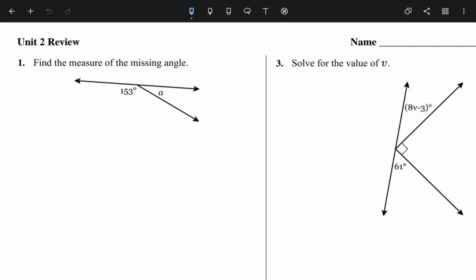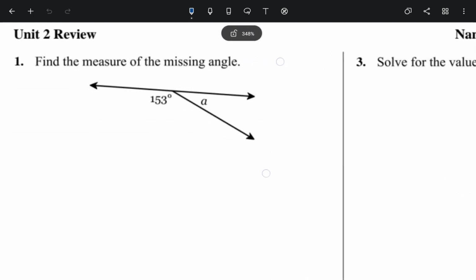Today we are going to be looking at the Unit 2 review for segment, angles, and polygons. So this Unit 2 review will review objectives 2.1, which is about angle relationships, 2.2, which is about parallel lines and transversals, and 2.3, which has triangle properties in it. So let's go ahead and get started.